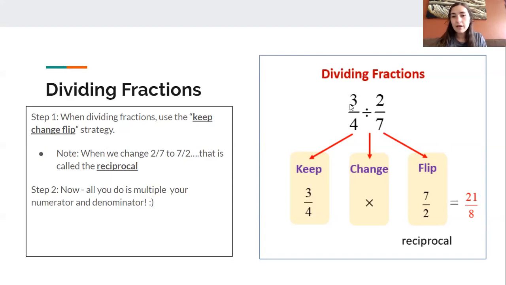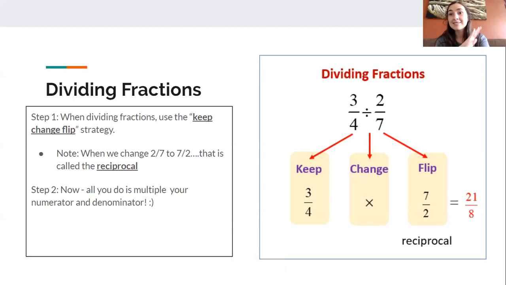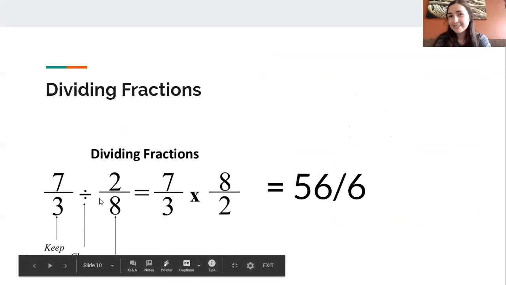So when we have 3/4 divided by 2/7, we keep the first fraction, we change the sign, so it went from being division to multiplication, and we flip the second fraction. So 3/4 times 7/2, we multiply across, and we have 3 times 7 is 21, 4 times 2 is 8. And 21/8 is our final answer. And we can leave it as an improper fraction. It's okay that the top is heavier than the bottom. That's okay, right?